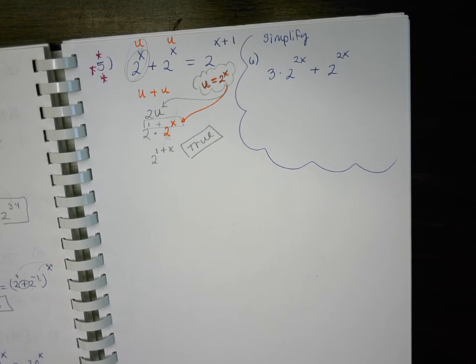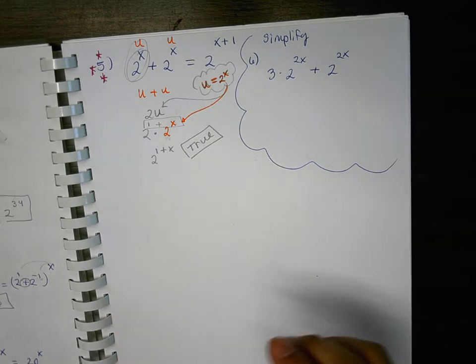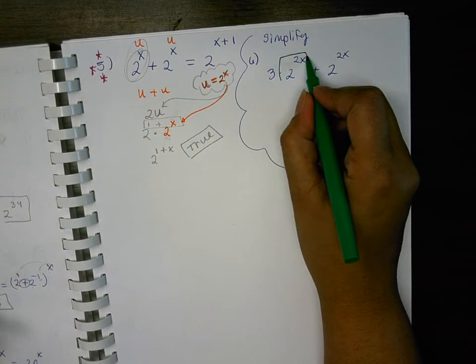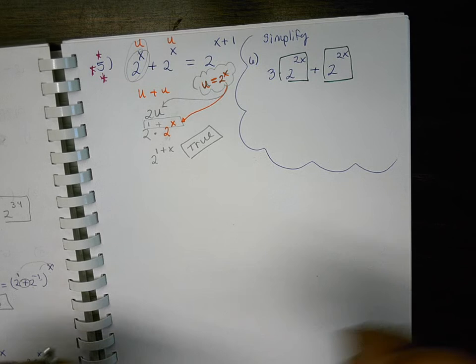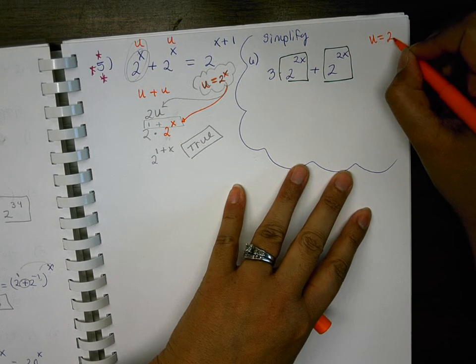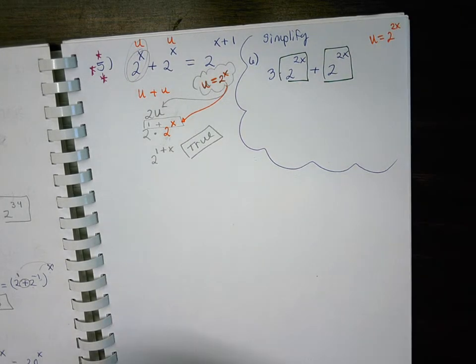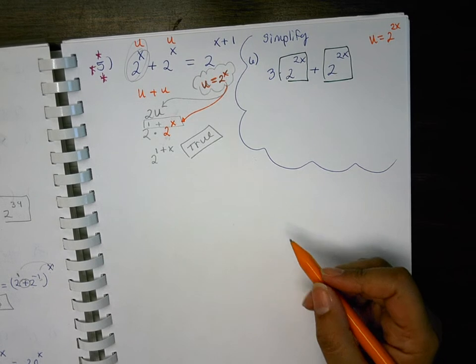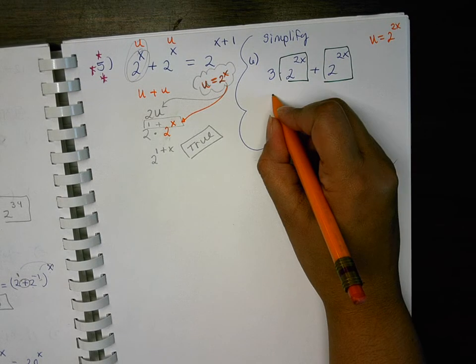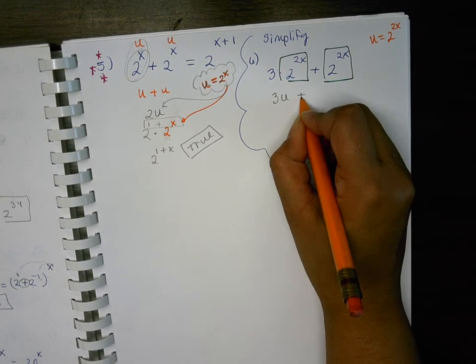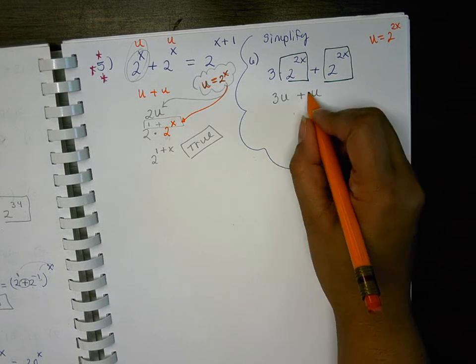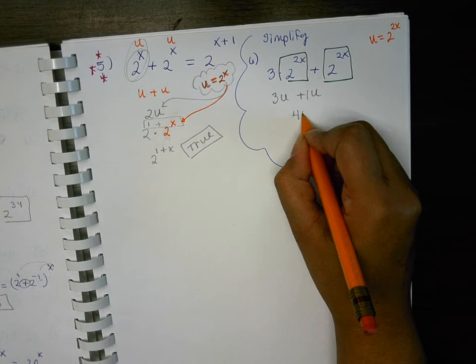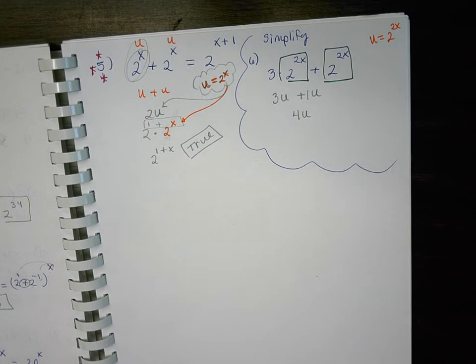Okay, what's popping out at you here? That these two are the same, so I'm going to call those what? U. All right, so can you guys tell me what it looks like once I put U in the picture? 3U plus U, which ends up being 3U plus 1U is what? 4U. And this problem's for you. And what do I plug back in?